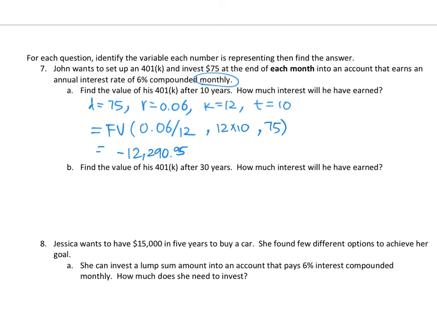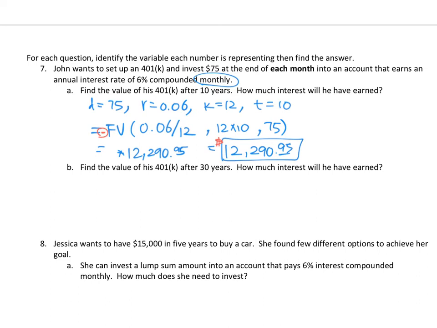So either you can just ignore the negative because you're not going to have negative amount, and just say $12,290.95. Or when you type in the future value function, if that bothers you, you can put negative in front of it. So either you can type it in and just ignore the negative, or you can put negative in front of FV, then negative times negative will be positive. So your answer is going to come out to be positive.